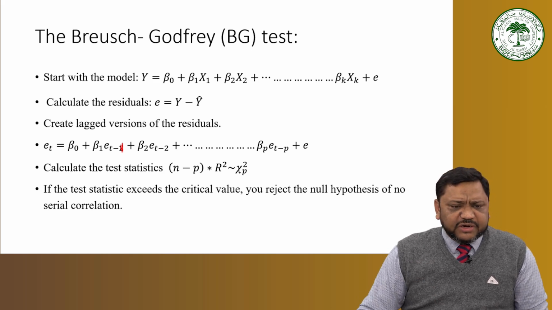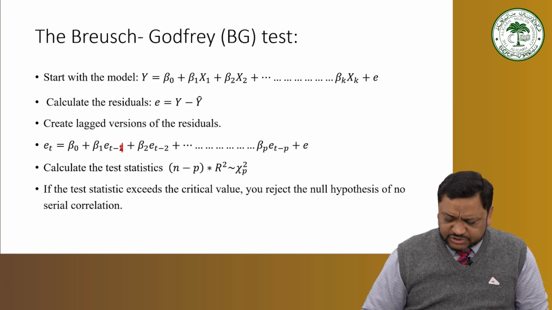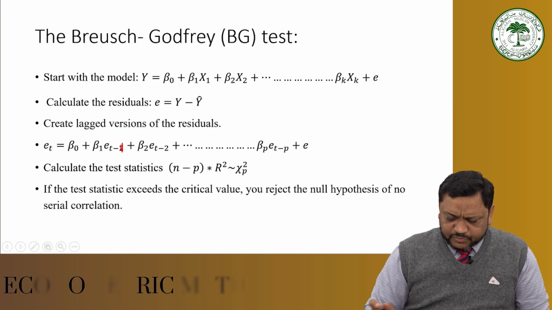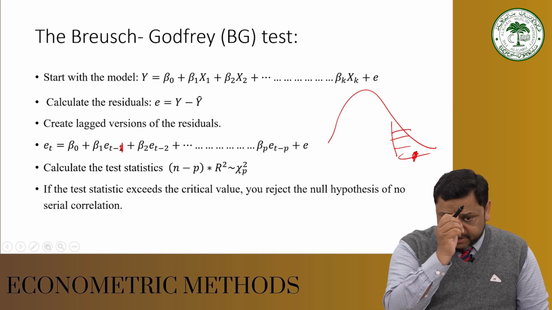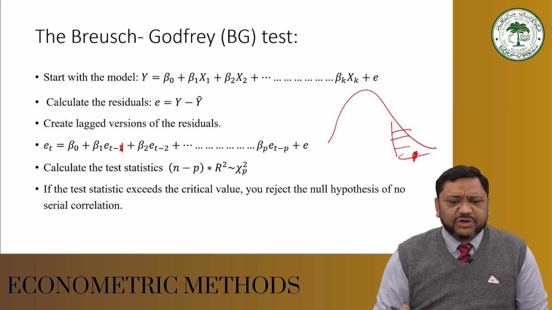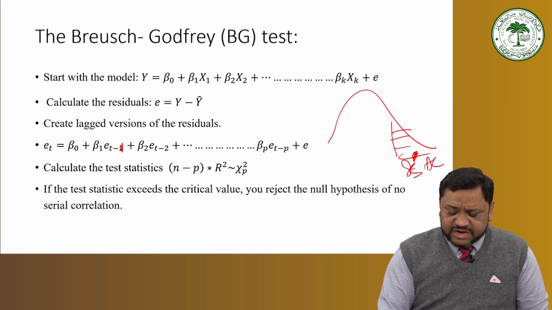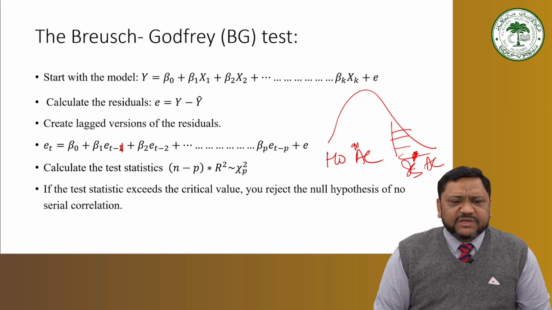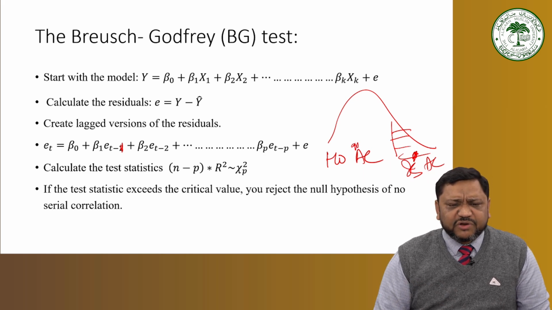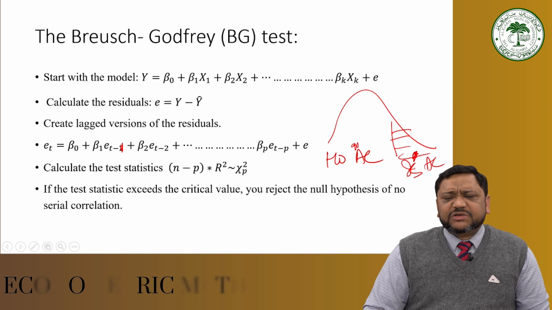Once we have calculated the Breusch-Godfrey statistic by the formula n minus p multiplied by R square, if the test statistic exceeds the critical value, you reject the null hypothesis of no serial correlation. The chi-square distribution is basically a right tail test. If the statistic falls over here, you reject the null hypothesis of no serial correlation, meaning there is serial or autocorrelation. If it falls over here, there is no autocorrelation. You will find this method in all the software nowadays when you are doing time series analysis. So instead of Durbin-Watson, we go for the Breusch-Godfrey test to detect the presence of autocorrelation.